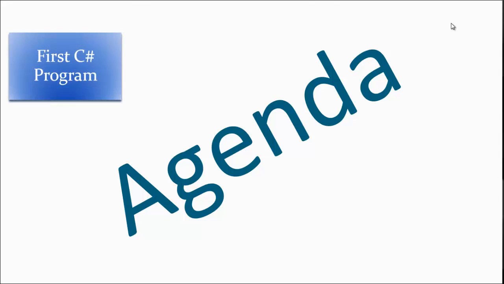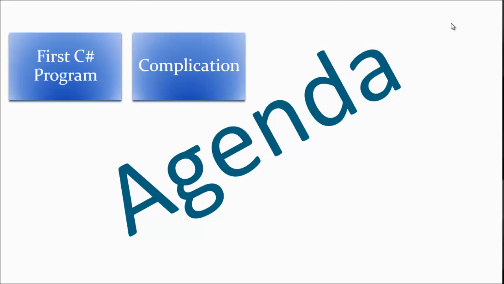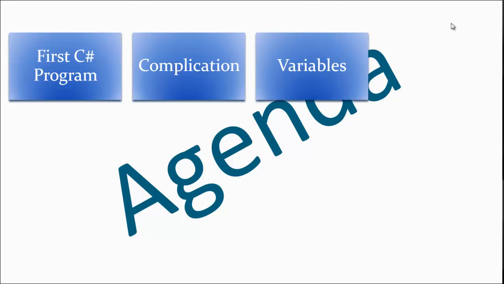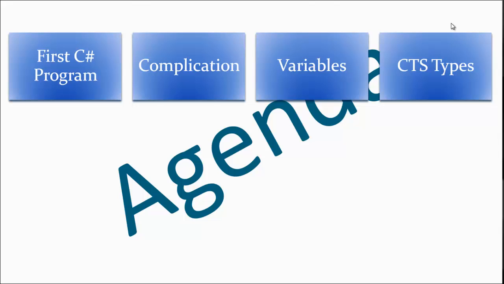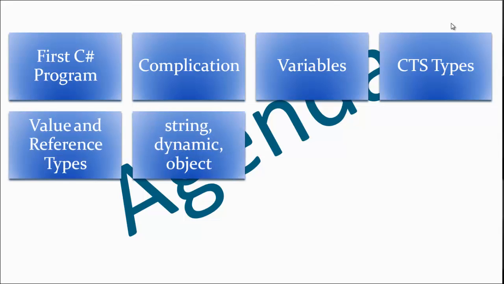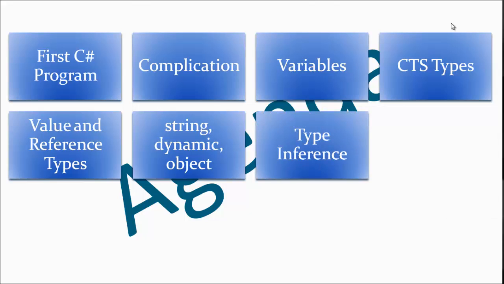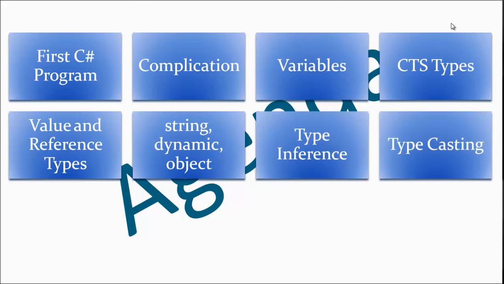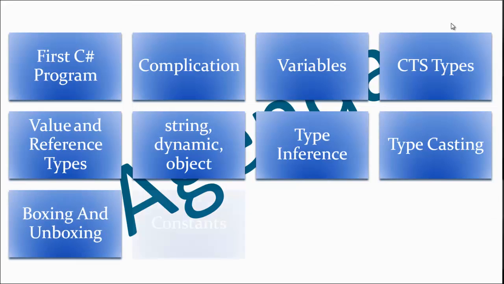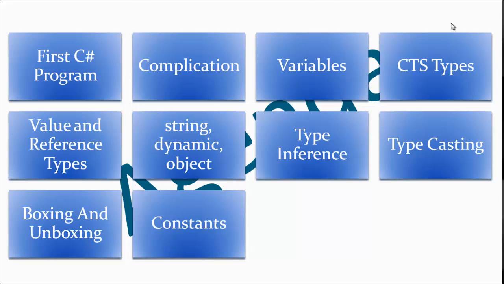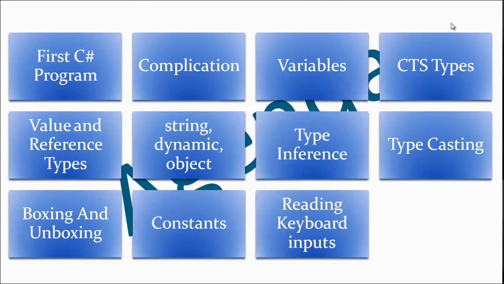Express Edition is freely downloadable from Microsoft website. Let us have a quick look on agenda. We will start with traditional Hello World program. Obviously, we will see how to compile and execute it. We will see how to use variables, CTS data types and its categories like value type, reference type. We'll also see some other data types like string, dynamic, object. We'll have a look on type inference, typecasting, boxing, unboxing and constants. In the end, we'll write a small program to read keyboard inputs using Console.ReadLine.